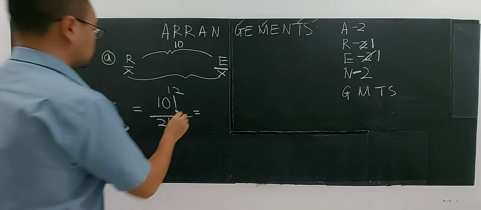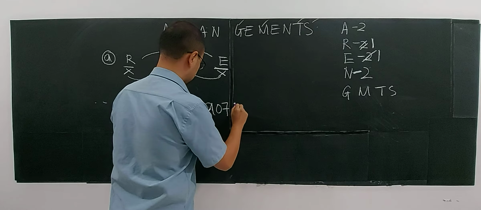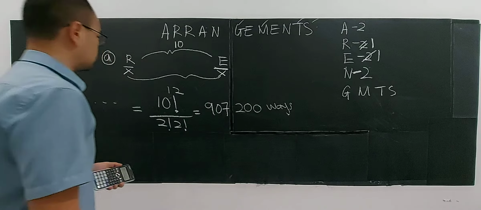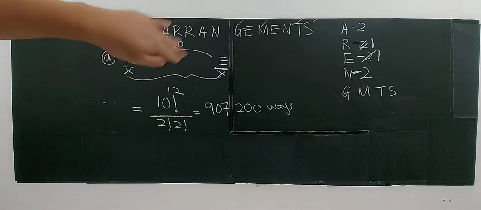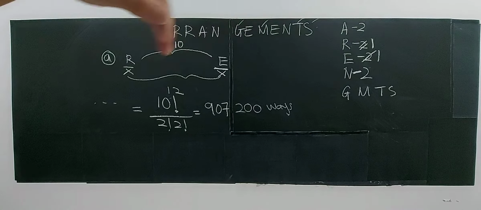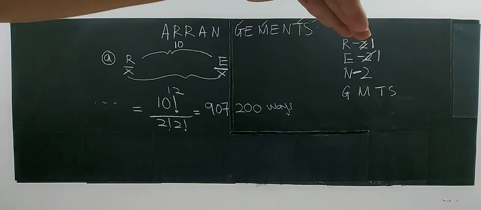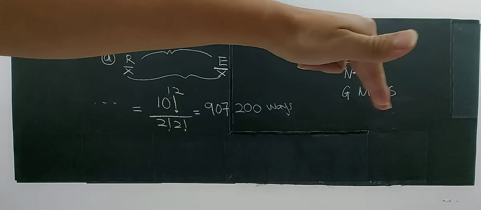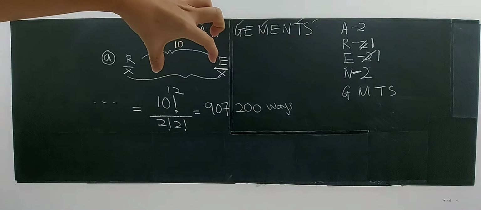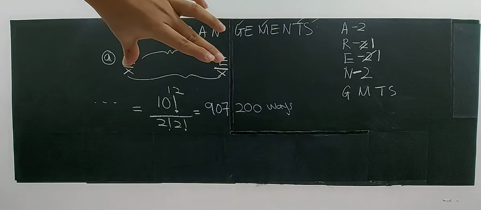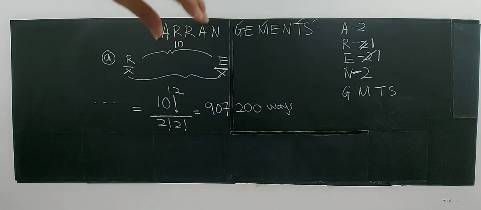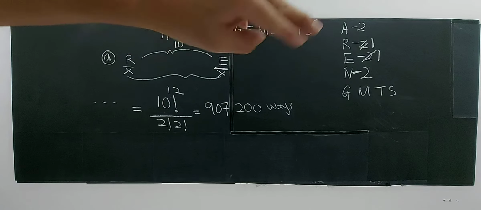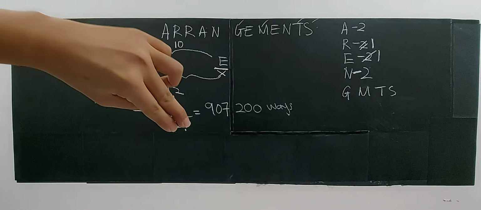We're getting 907,200 ways. So this is the arrangement where I exclude one of the R's, because one R is already fixed at the beginning, and one of the E's is already excluded. So I have only 1 R and 1 E, and the remaining 10 letters to be arranged in the middle. Something that is fixed, we don't consider. Among the 10 letters, we have 2 N and 2 A. That's why I take 10 factorial divided by 2 factorial for N and 2 factorial for A.